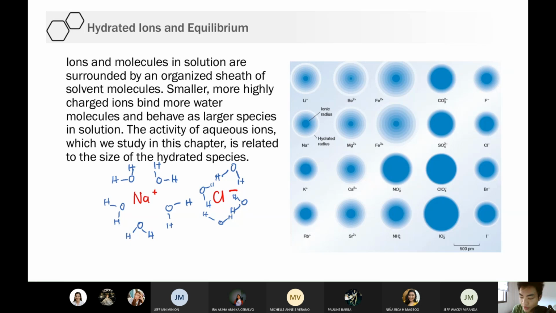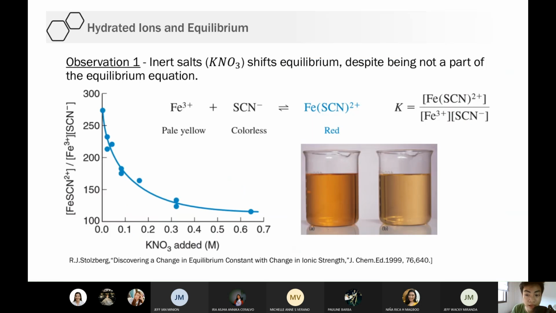However, there is another case in which the equilibrium is shifted, but there are no common ions. So look at this graph here. We have an equilibrium solution of iron and thiocyanate ion producing FeSCN2+. The equilibrium constant is written as this.